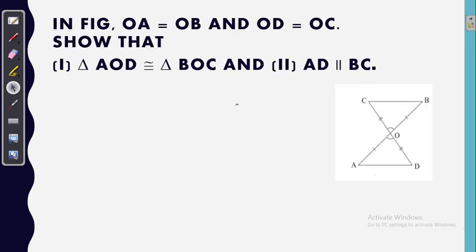Okay, now let's do a problem. It's very simple. Using this congruency rule, we can say that two triangles are congruent. In the figure, OA is equal to OB. So these two sides are equal and OD is equal to OC. Now we need to show that these two triangles are congruent. So how will you show that these two triangles are congruent?